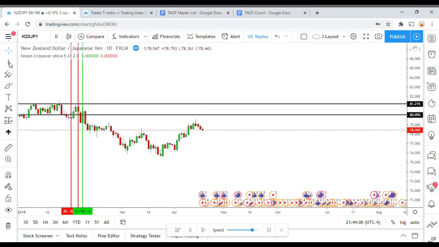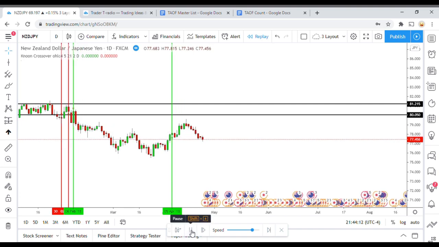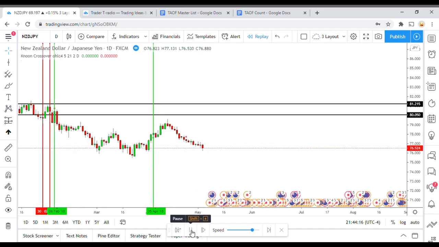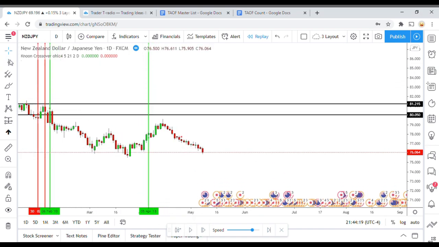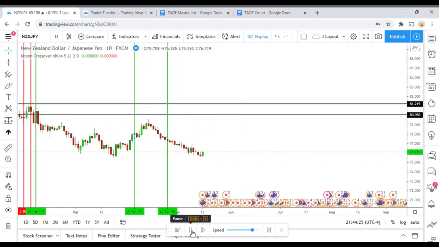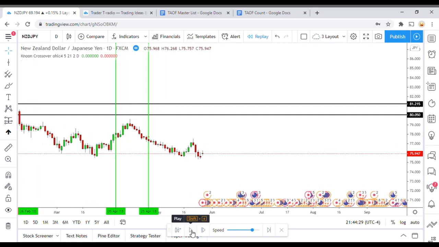Let's see, we picked up a long signal right there. Looks like it was a decent long. Got us in to take profit. There's a short signal right there. Looks like another decent call. Got us in to take profit. Playing it forward here. And you see price action is bouncing along that area right there.